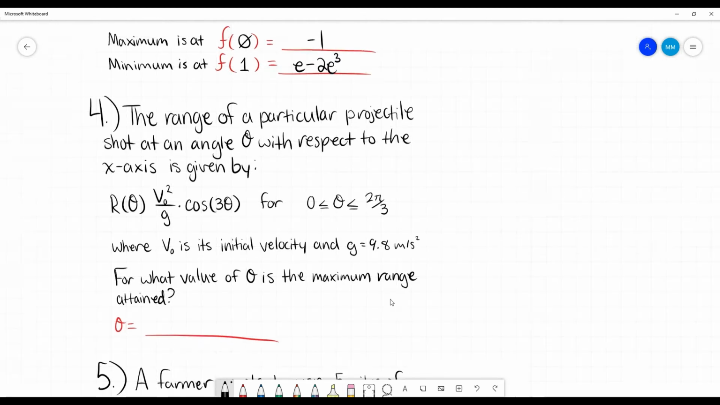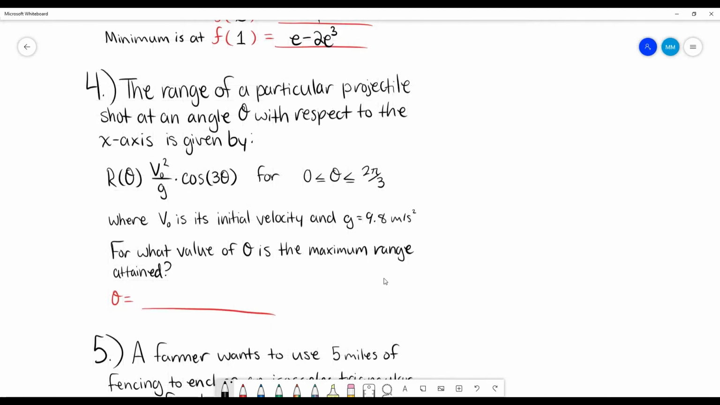Our next problem is similarly tricky, but for different reasons. So it says the range of a particular projectile shot at an angle theta with respect to the x-axis is given by this function on this interval, where v0 is its initial velocity and g equals 9.8. For what value of theta is the maximum range attained? Okay, so this question might look pretty confusing, but all that it's asking, right, this is the function of our range.